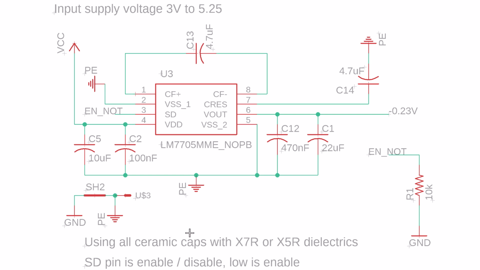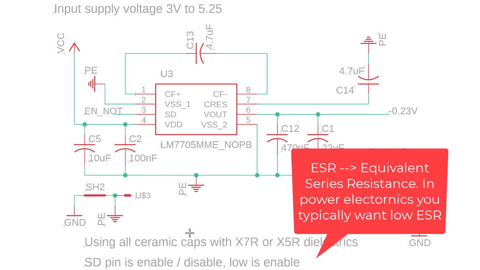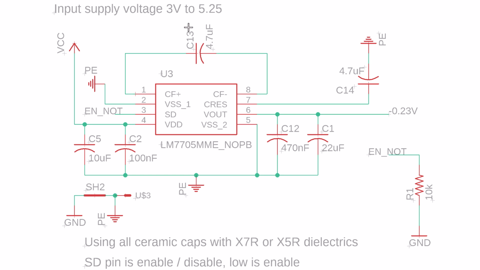You can see I have some notes here. I've talked about power electronic implementations before. All these capacitors in this diagram are going to be X7R or X5R dielectrics because they're somewhat low cost, but also have the low ESR values that are important in power electronics. This circuit can have a 3 volt to 5.25 volt input, which is useful for 3.3 volt based circuits or 5 volt based circuits.